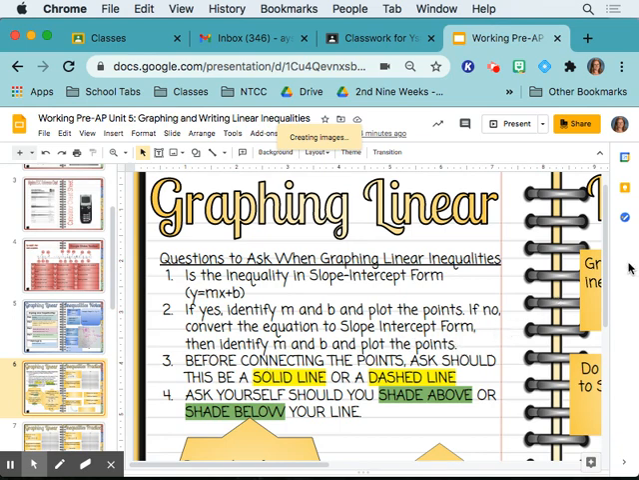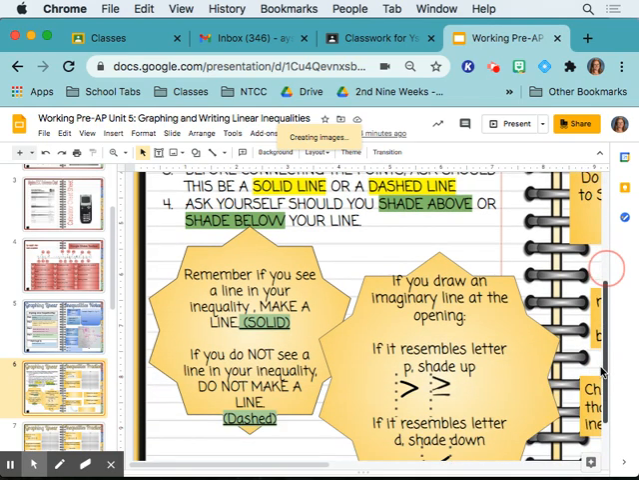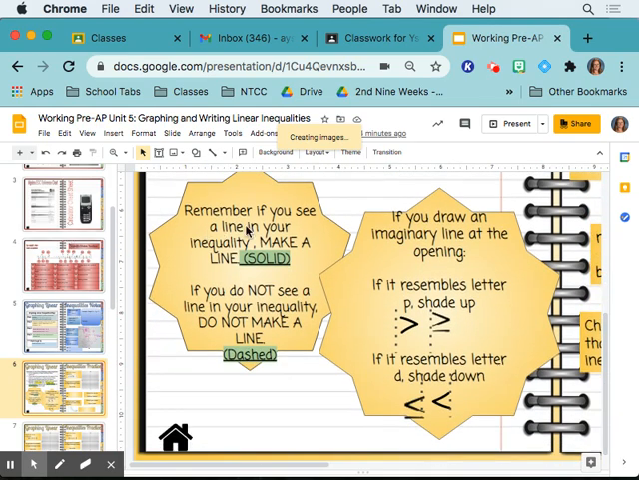3. Before connecting the points, ask, should this be a solid line or a dashed line? Number 4, ask yourself, should you shade above or below your line? Remember, if you see a line in your inequality, make the line solid. If you do not see a line in your inequality, do not make a line. It'll be dashed. See how this one has a line in the inequality, so you're going to make the line solid. This one does not have a line, so you're going to make it dashed.